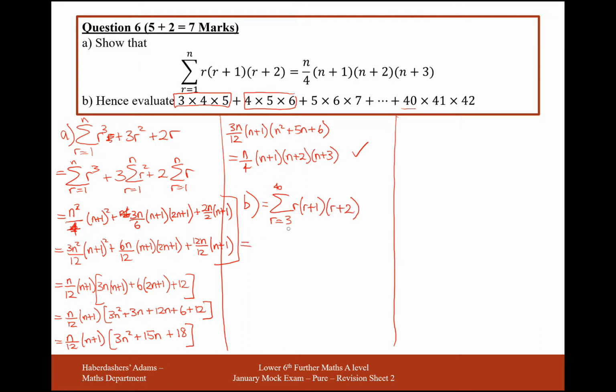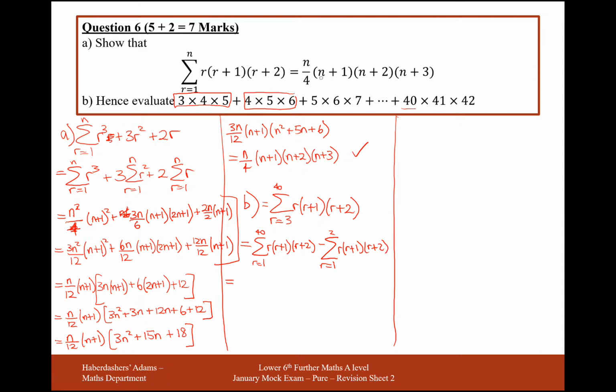Okay, so the difficulty with this bit here is we're not starting our r value at 1 like our formula asks us to here. So we're going to have to split up this formula. So the summation from r equals 1 of r, r plus 1, r plus 2. And we're then going to have to take away the summation of r equals 1, and we need the 2 one as well. That way we'll leave the 3 summation up to 40 left over. So r, r plus 1 and r plus 2 will also be needed.